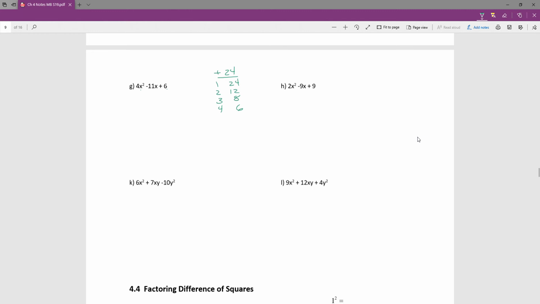I have a positive 24, but I have a negative b term. So that means that all my factors are going to be negative. And so now I can find the combination that finishes or totally satisfies my AC test. They need to add together to give me my B term. So I rewrite the first term, decompose that middle term. Now I have 4 terms, so I can factor by grouping.